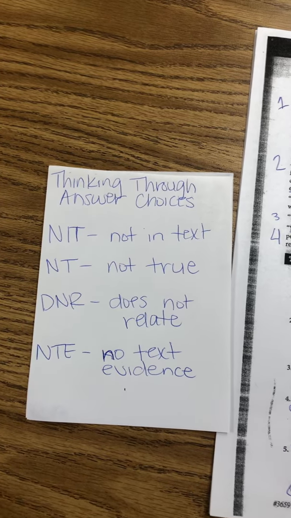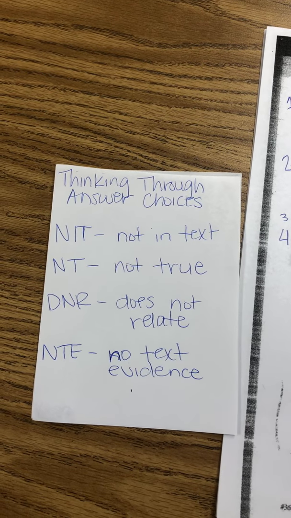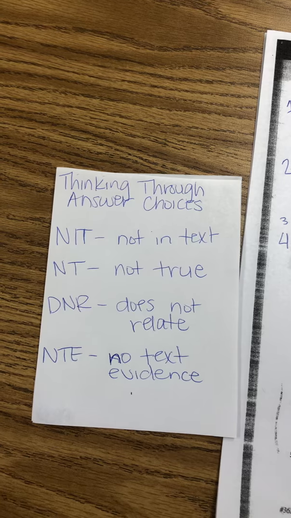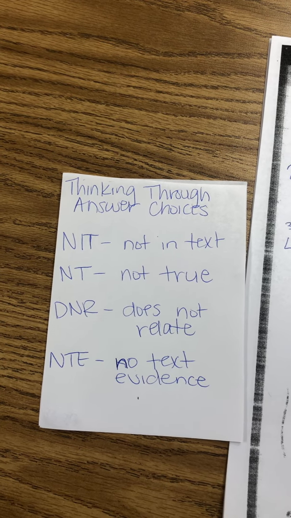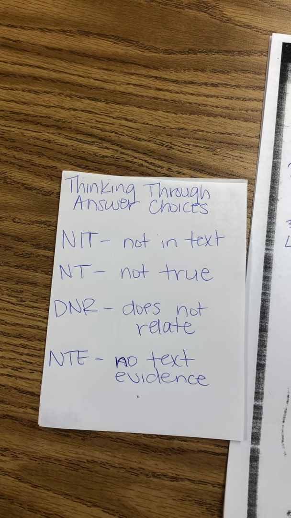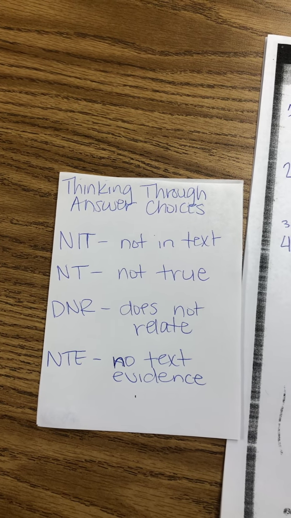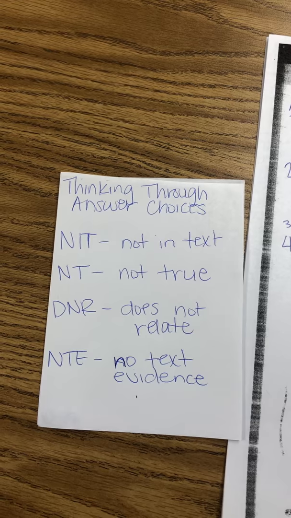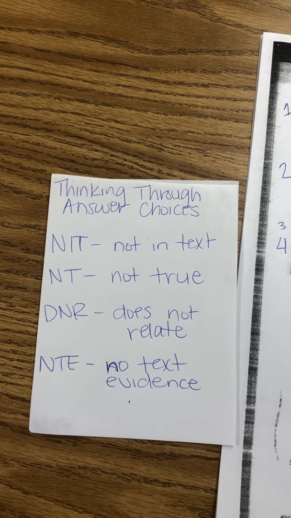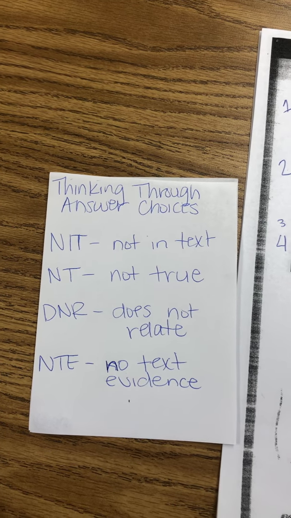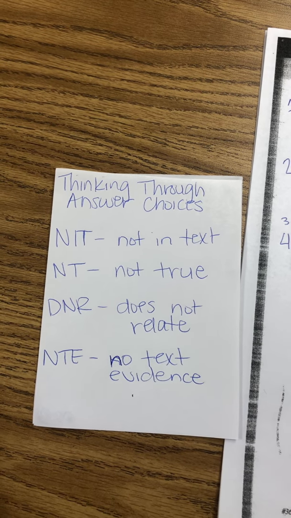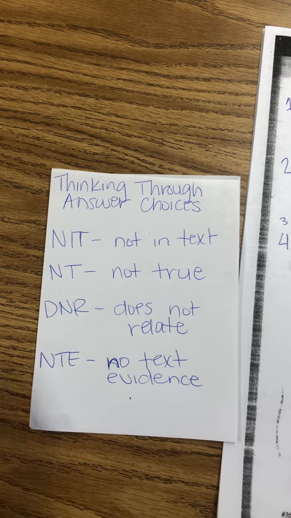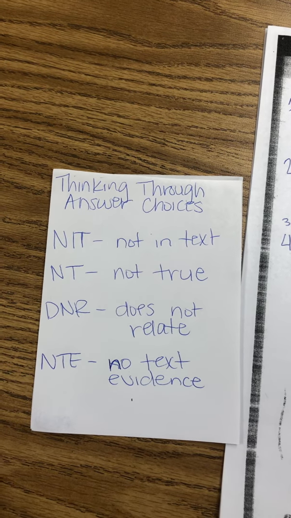The second strategy mark is NT, for not true. This is for an answer choice that is partially true. Maybe there's some information that's in the text, but it's not fully true or it's a little bit misleading. And so then you would mark it not true, and you would be safe to eliminate it as it cannot be chosen due to a lack of truth.